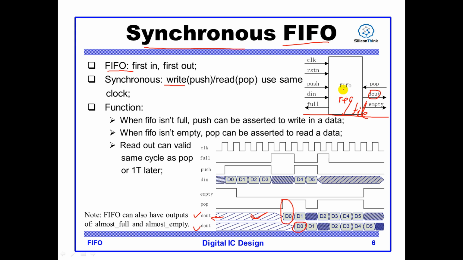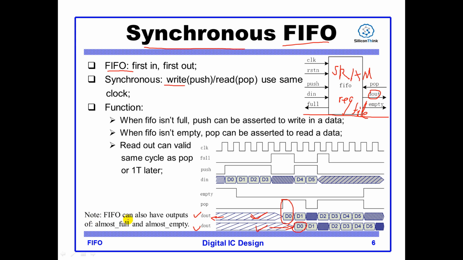But if the FIFO size is big, you may use SRAM macro. Yes, you may use SRAM macro to implement the memory function inside this FIFO. So for memory macro, the D out must be at least one cycle later after the read operation. So for memory macro, the waveform of D out must be in this format.